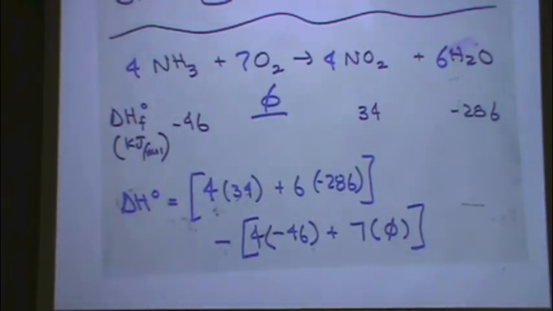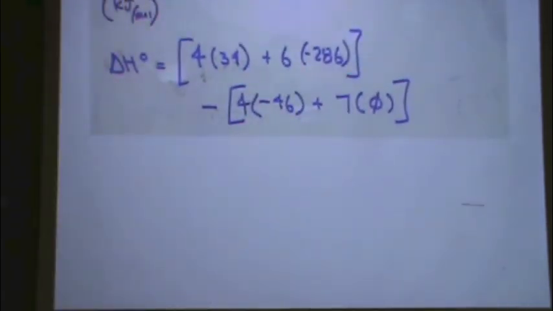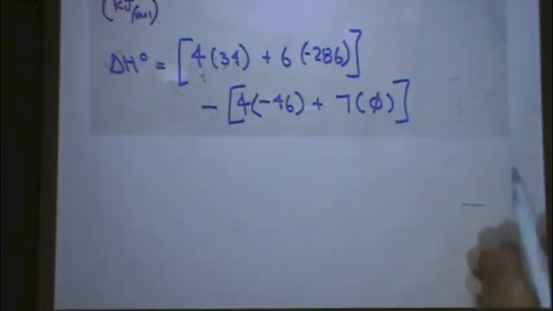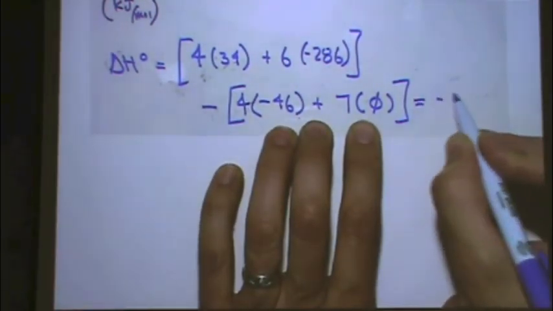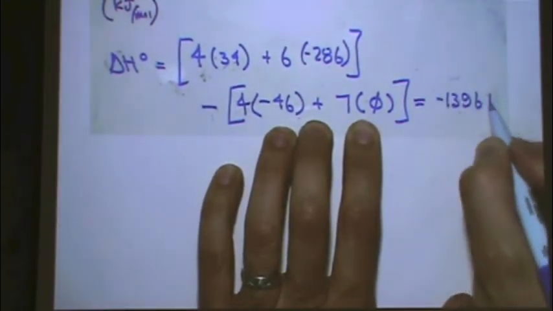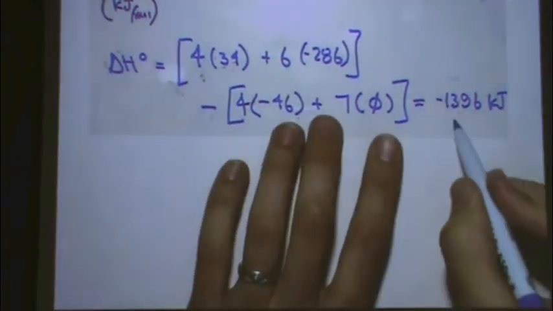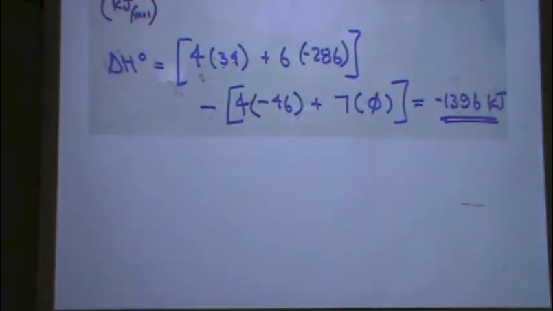The most common problem is people don't use these brackets and they don't distribute through the negative sign. That's a really common way to mess up the math, because they forget the negative sign on both of these. Okay, so this turns out to be negative 1396 kilojoules. That's the final answer. So it's a pretty quick calculation.